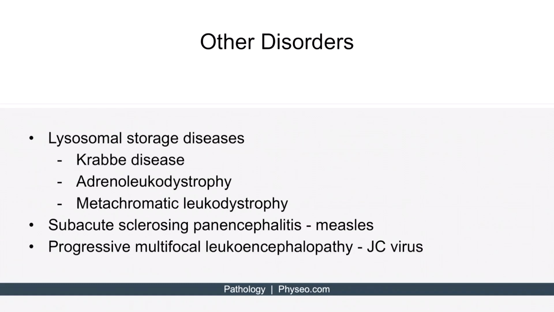All right, now let's finish up by discussing other disorders. Some other high-yield disorders to keep in mind are lysosomal storage diseases, such as Krabbe disease, adrenoleukodystrophy, and metachromatic leukodystrophy. We won't cover these here because they're discussed extensively in our biochemistry section as memory palaces.